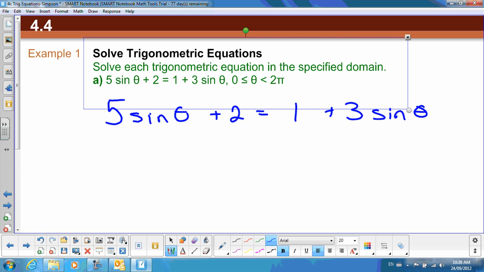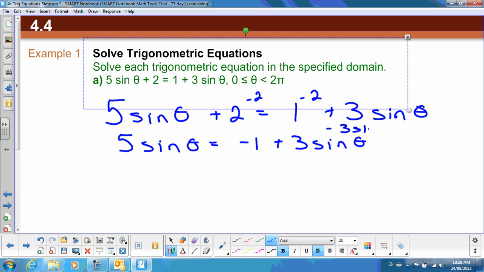I need to try and get that expression by itself first. So we're going to move the sine thetas to the left and the numbers to the right. So I'm going to subtract 2 from both sides. I have 5 sine theta equals negative 1 plus 3 sine theta. I'm going to subtract 3 sine theta from this side and this side. If I have 5 sine theta and I subtract 3, I'm left with 2 sine theta on the left, and on the right I have negative 1.